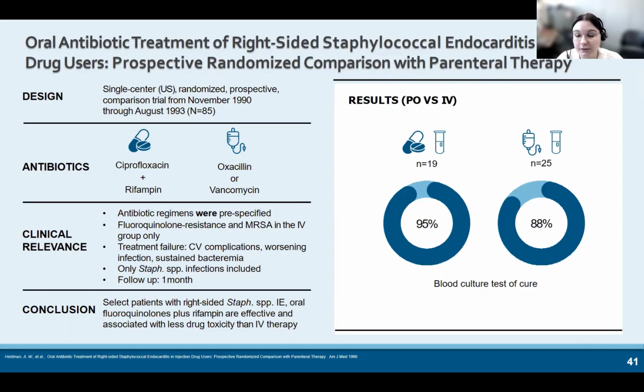The trial concluded that for selected patients with right-sided staph endocarditis, oral ciprofloxacin plus rifampin is effective. Although it's an older study, it's really one of the first that we have to tackle the topic of oral treatment. It's also important to consider that only including MRSA in the IV group could potentially impact outcomes due to the nature of that infection being more difficult to clear. And their primary outcome was really focused on the ability to clear the infection.